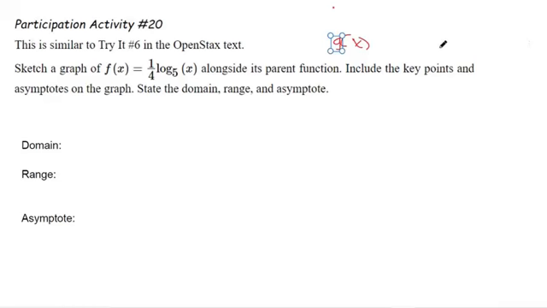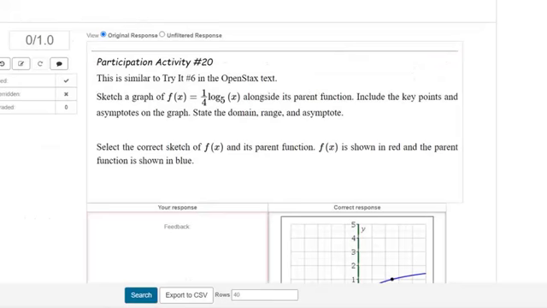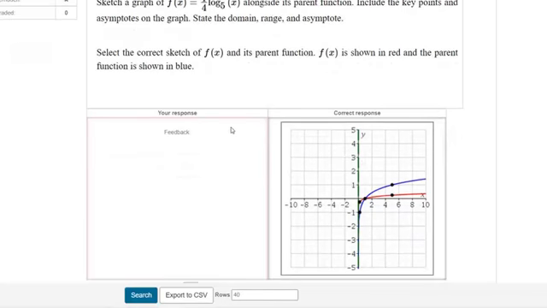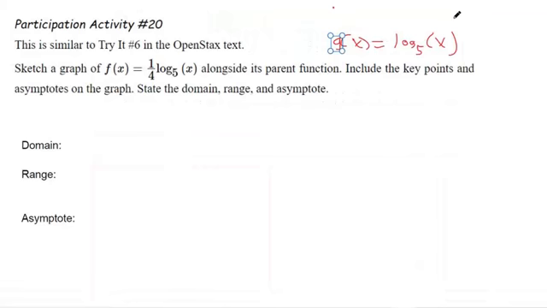Okay. So g of x, I think they want log base 5 of x to be the parent function. Let me check. Maybe they want log of x without a common log. No, parent function is what I got there. Yeah, okay. So that's what they want for the parent function.